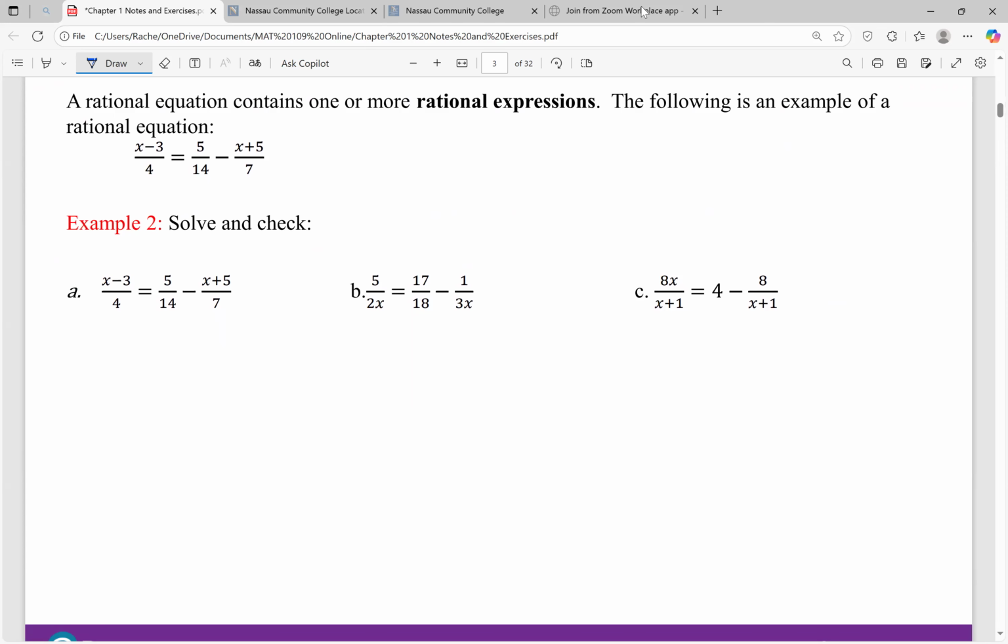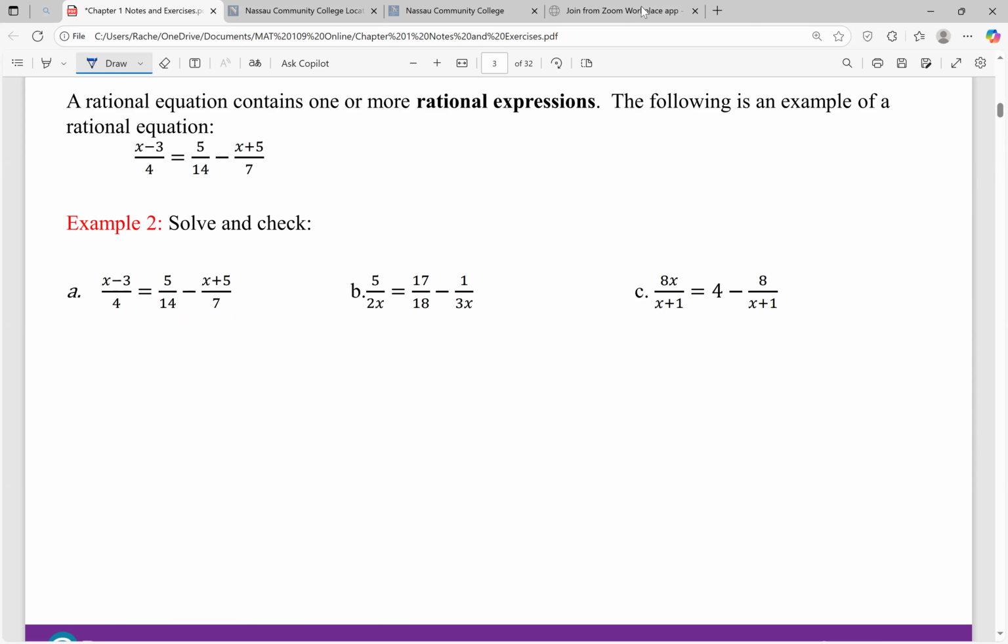In this case, we have 1, 2, 3 fractions. Look at the 3 denominators. What is our common denominator? So let's think about what's the least common denominator. What does a 7, a 4, and a 14 go into? What's the smallest number that those three numbers go into? That's going to be our least common denominator. And what I'm going to do is multiply both sides of the equation by the least common denominator. And you're going to see we're going to get rid of fractions.